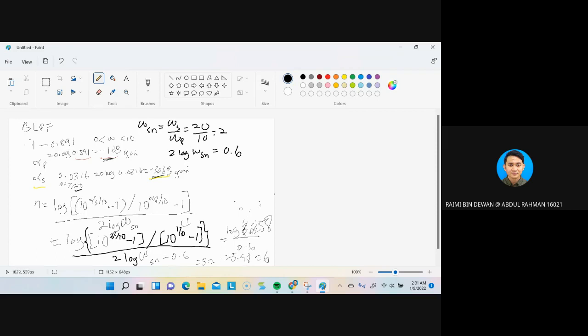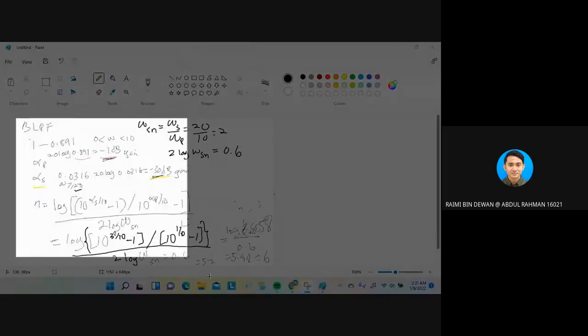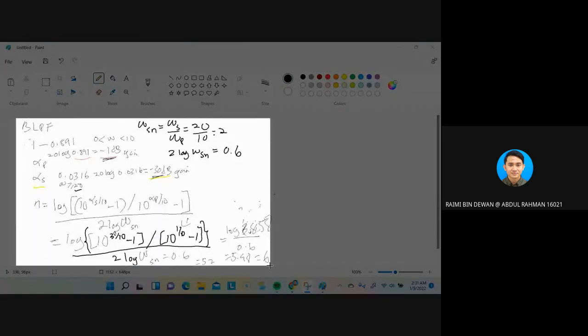Next, we already have our order of filters. I will save this step, because maybe you need that later on.